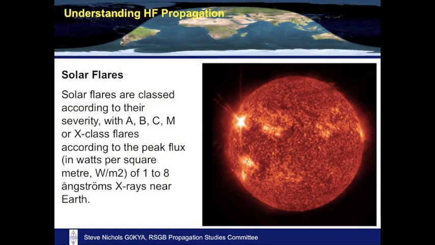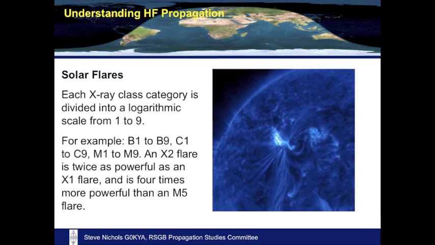Now, these solar flares are classed according to their severity, and the most powerful ones are X-class solar flares. And we can measure the intensity of these flares, if you like, with satellites. And as I said, they're classed as A, B, C, M or X-class flares, with the X-class ones being the most violent of the lot. And within each X-ray class category, they're divided up into a logarithmic scale from 1 to 9. So therefore an X2 class flare is twice as powerful as an X1 flare, which again in turn is 4 times more powerful than an M5 flare. So if you hear any discussion about solar flares, they're usually given a letter category, and it's the X-class flares that are the worst.